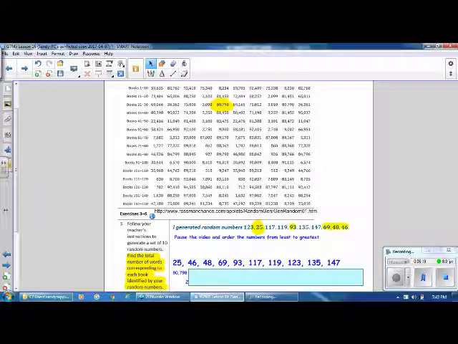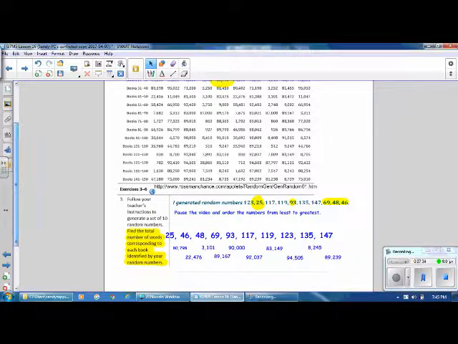Then for the 46th book, the 46th book will be in this row. This will be 41, 42, 43, 44, 45, and 46. 22,476. Pause the video and find the number of pages that corresponds to each of those numbers. Now check to make sure that you've got those all correct.